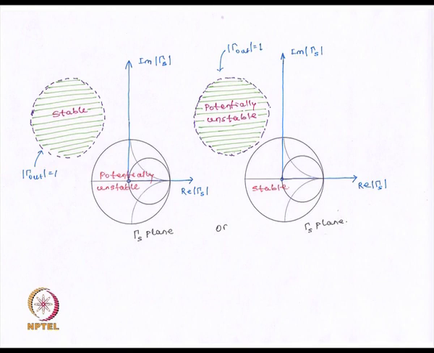Now, note in this case that since it does not touch at all, there are no intersection points between these two circles. Hence, all possible values of gamma S will be either all stable or all potentially unstable. Unlike in the previous case where there was an intersection region between the two circles, so there could be some points within this unit circle of the Smith chart which could be stable unconditionally or which could be potentially unstable.